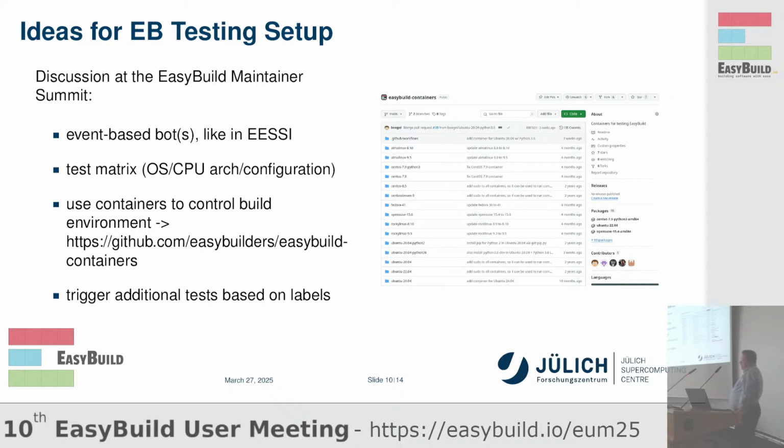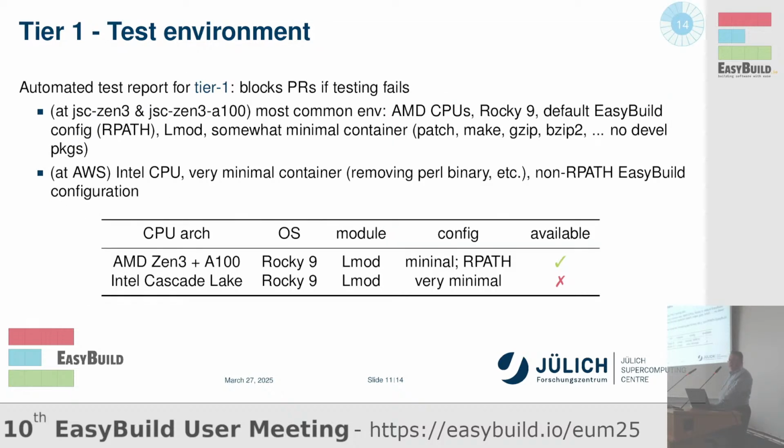Another idea that we discussed was that we could trigger additional tests based on the label. So for example, if you have a PR that is targeting RISC-V and that has the RISC-V label, it would be nice to automatically run that on a RISC-V machine. So let's come to the different combinations.